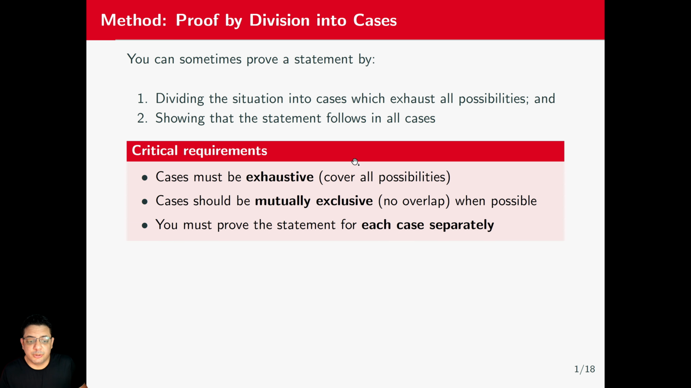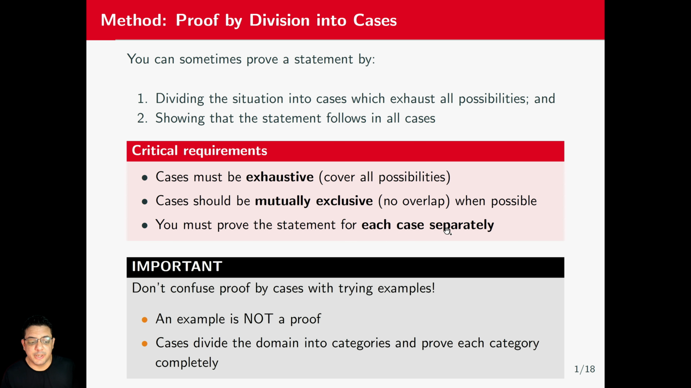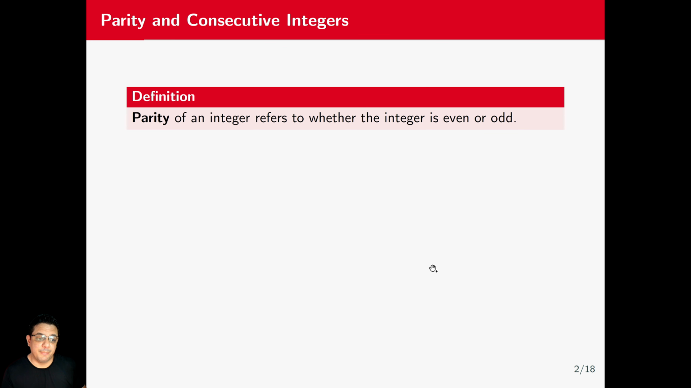An important requirement here is that all the cases must be exhaustive, so you need to cover all possibilities, and that the cases must be mutually exclusive, so you don't have any overlap. Also, you need to prove each of these statements separately. Don't confuse proof by cases with trying an example. An example is not going to be a proof. Your cases divide the domain into subcategories, and you need to prove each of them completely. So let's see an example of that.